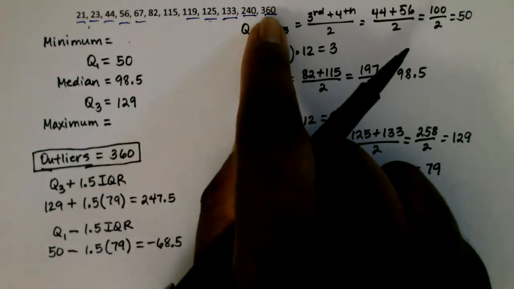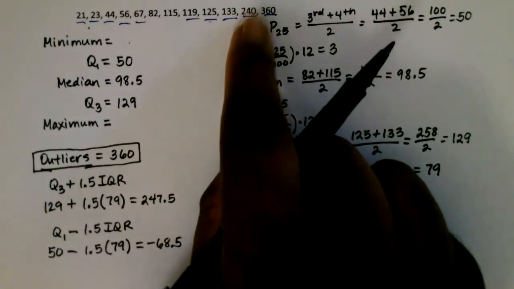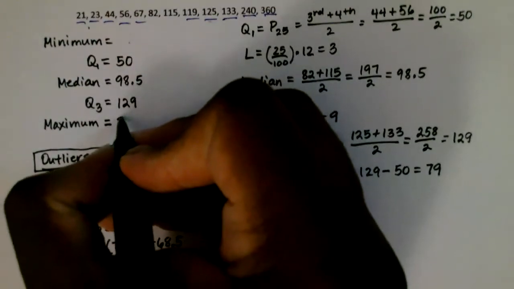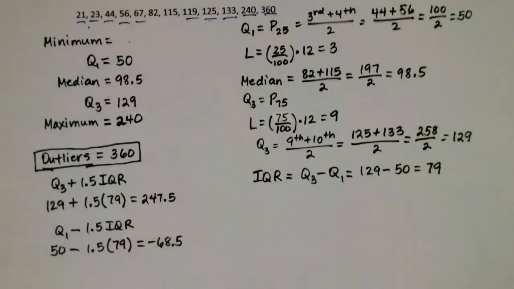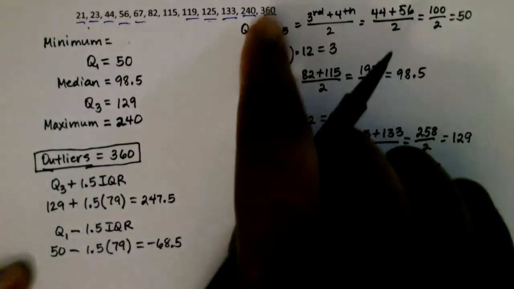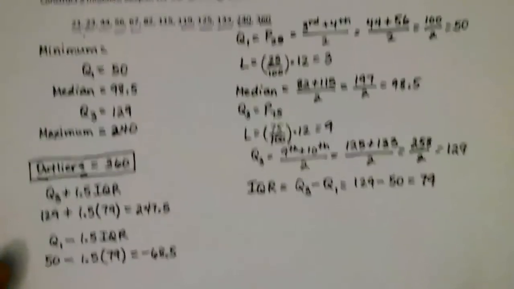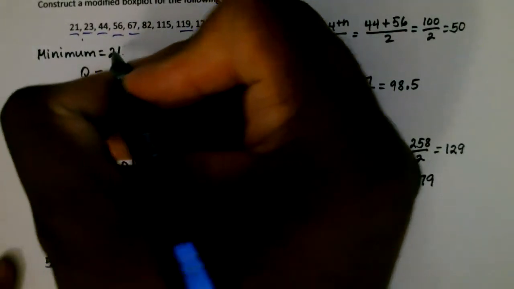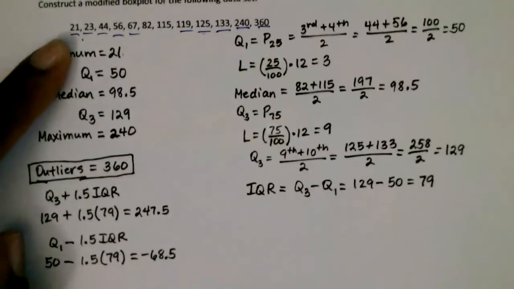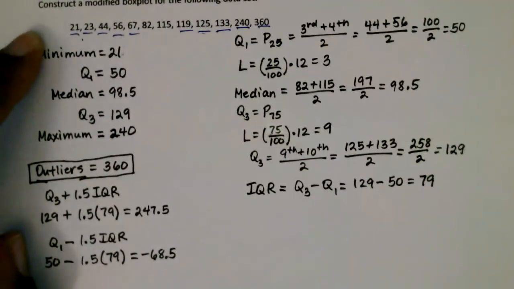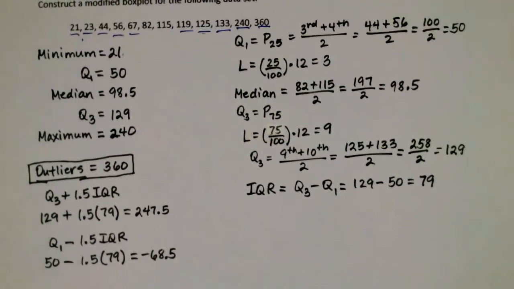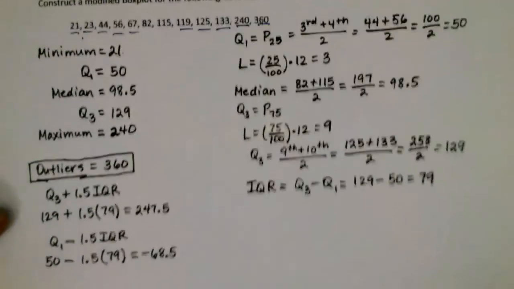And if my outlier is 360, that means 240 will have to be the maximum for this data set. I have to use 240 as the maximum because the 360 is the outlier in this modified box plot. Now, if I was just doing a regular box plot, then 360 would be the maximum. Okay, so now let's find our minimum. That's 21 because I don't have any outliers on the left-hand side. So 21 is your minimum. So there's my 5-number summary.